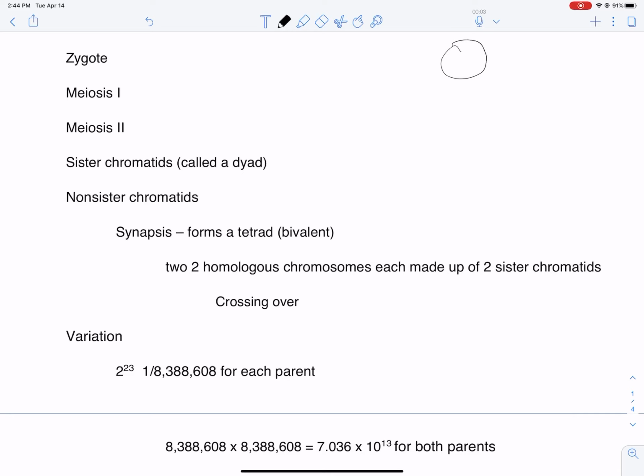So if I start out with one cell, and it goes through what's called meiosis 1, that cell is going to divide and form two cells. And they are no longer identical like happens in mitosis. This one starts out as 2N, and these end up as what's called N. Okay, that's meiosis 1. And it doesn't stop there.